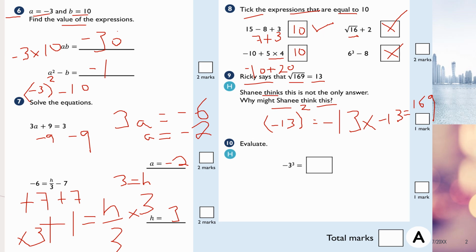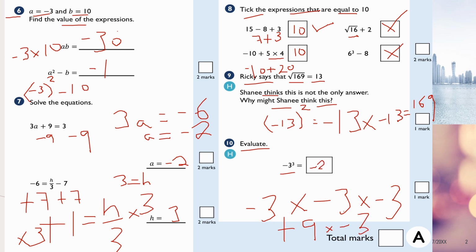Question 10, evaluate minus 3 cubed. That's minus 3 times minus 3 times minus 3. So that'll give you minus 27. Minus 3 times minus 3, that'll be positive 9. 9 times minus 3, that'll be minus 27, or negative 27.